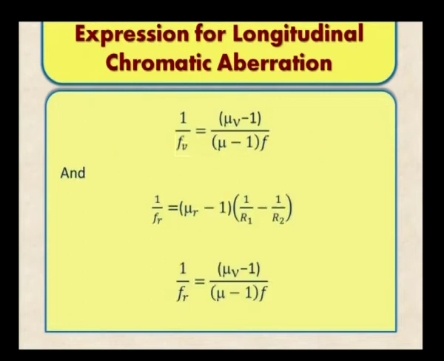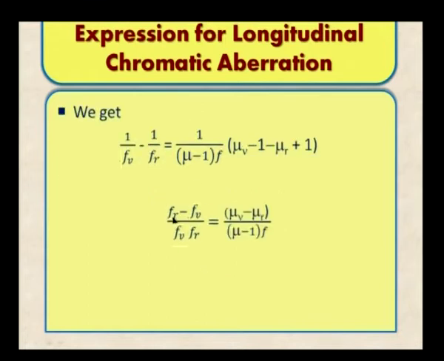So, using the above two expressions which are obtained for 1 by f v and 1 by f r, I can write 1 by f v minus 1 by f r as an expression of this kind, which comes out automatically. So, this will be (f r minus f v) by (f v into f r) on the left hand side. The right hand side will become (mu v minus mu r) by (mu minus 1) into f. That is the relation that you get now.